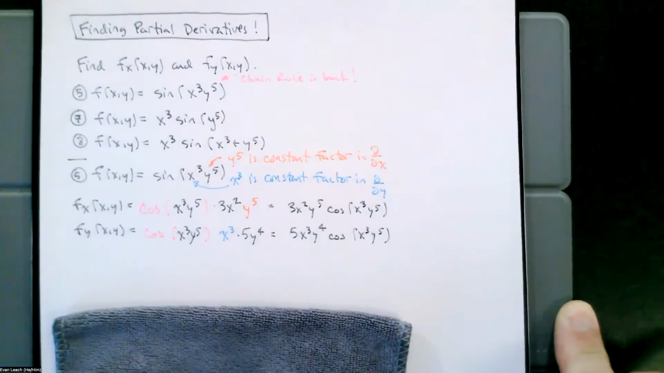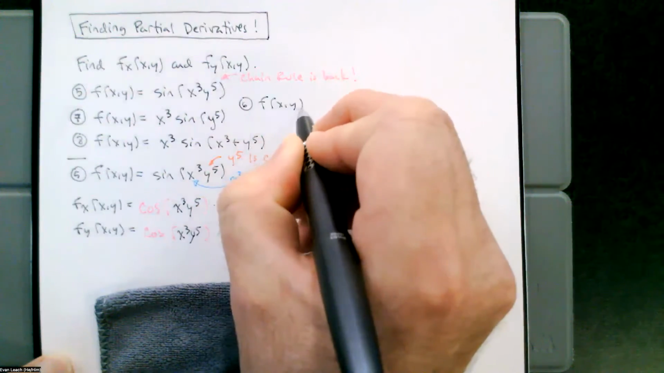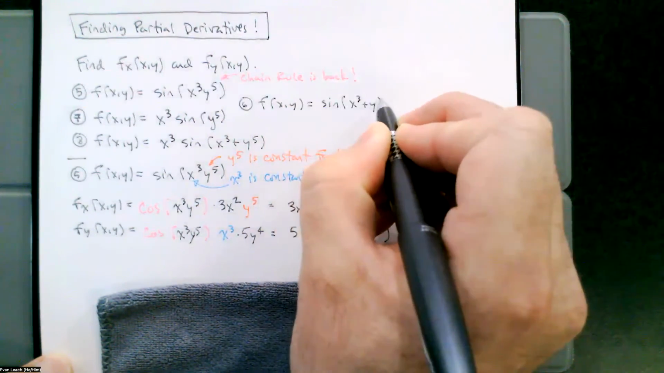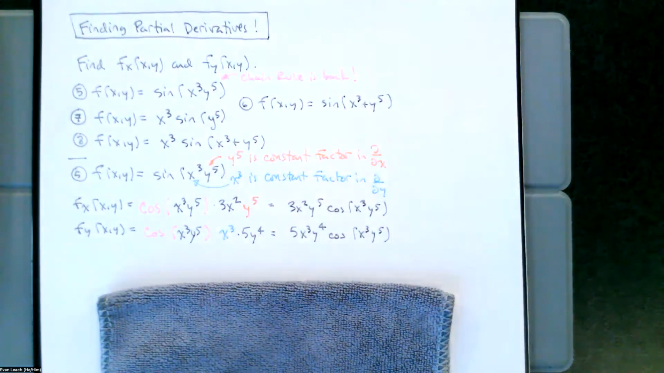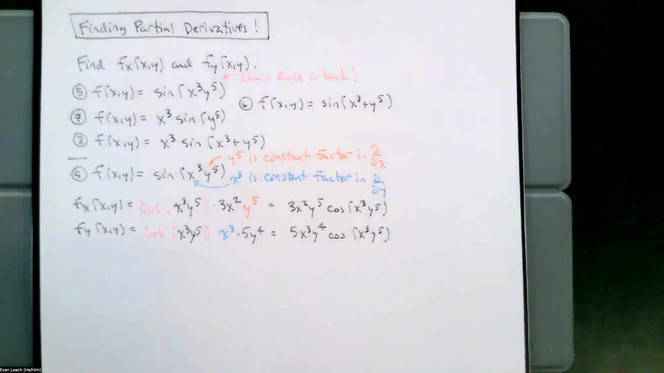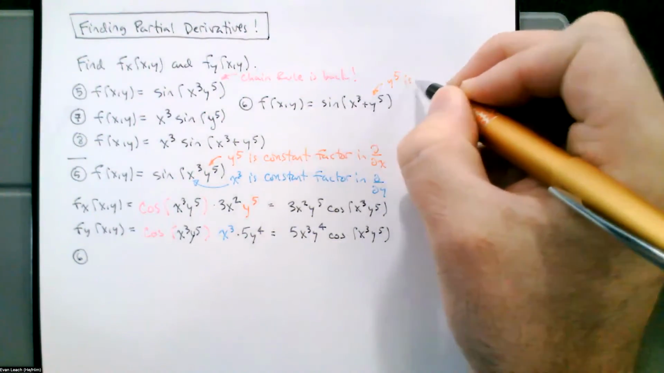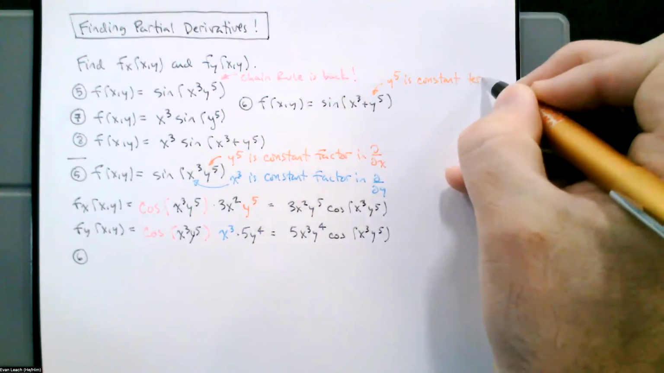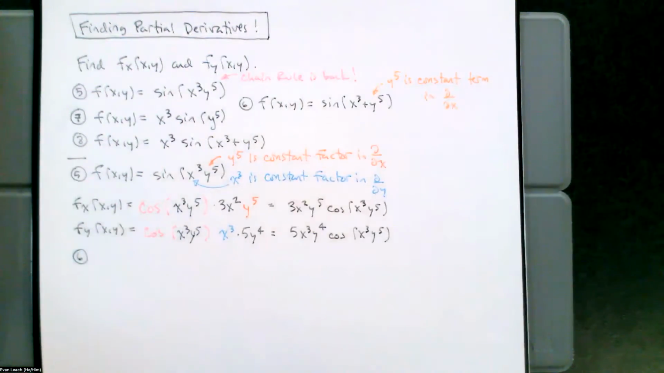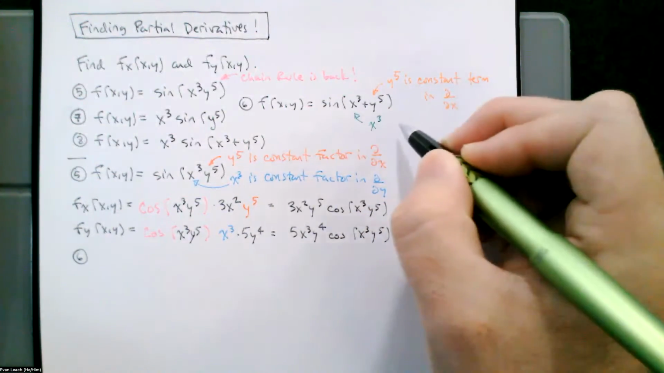I kind of do want to do problem number 6. For those of you who don't remember, problem number 6 was a slight variation. It's the same setup, sine of some stuff, but in this case, the x cubed is going to be a constant term in the partial with respect to y, and the y to the fifth is a constant term in the partial with respect to x. So in problem number 6, y to the fifth is now a constant term because of the plus. And x to the third is a constant term. So this was that little change, the difference between constant term and constant factor.